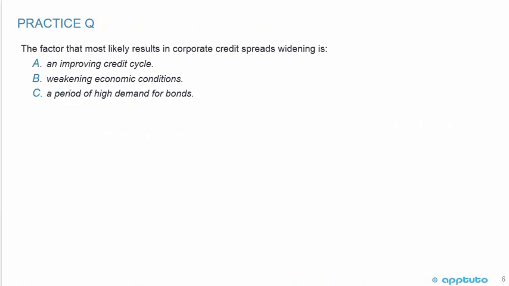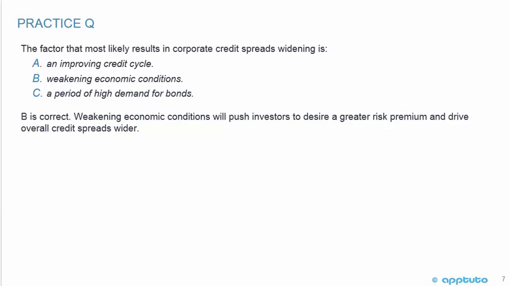Another quick practice question. This one should be fairly easy. The factor that most likely results in corporate credit spreads widening is A, an improving credit cycle, B, weakening economic conditions, or C, a period of high demand for bonds. Okay, that question should be easy. It's very similar to the last one. B is correct. Weakening economic conditions will push investors to desire a greater risk premium and drive overall credit spreads wider, okay? So it's looking at credit spreads widening. Improving credit cycle, no, that would narrow them. And a period of high demand for bonds, no, that would narrow credit spreads as well. So B is the correct answer.